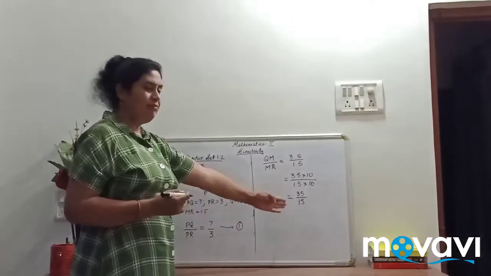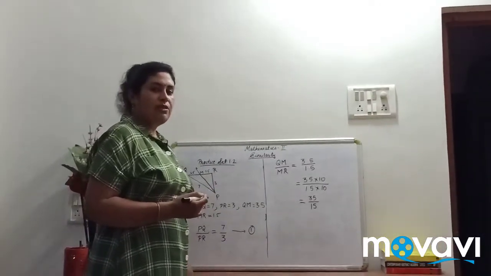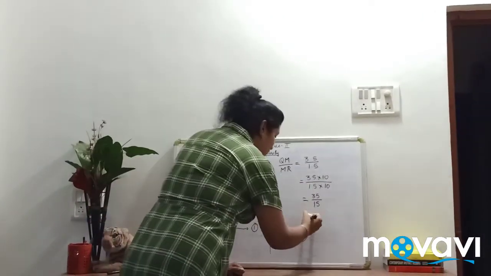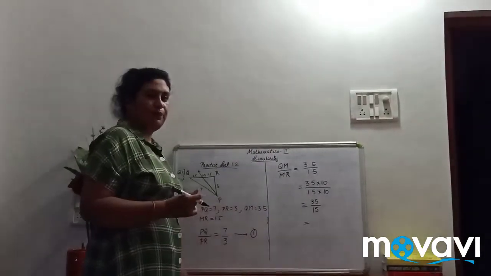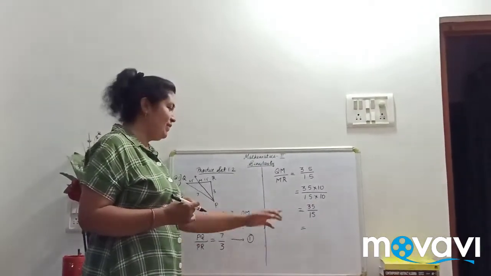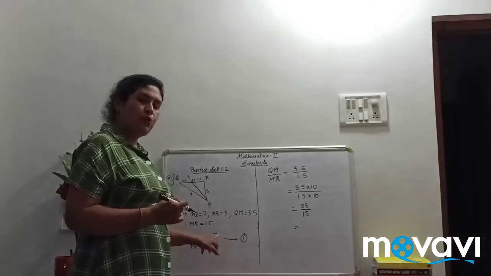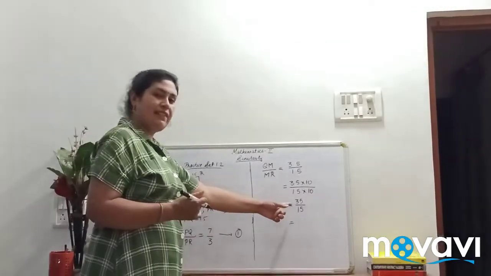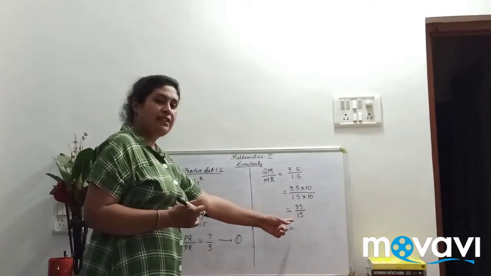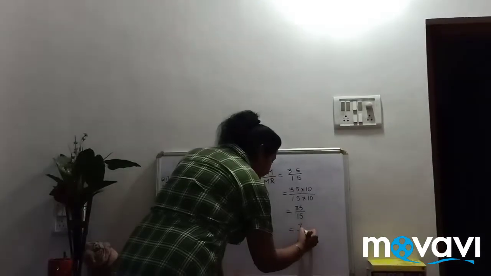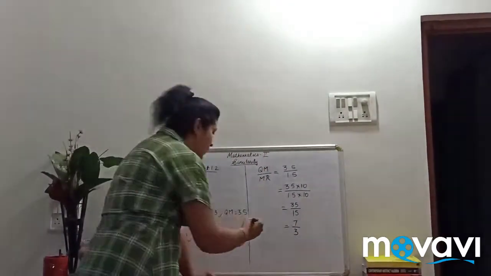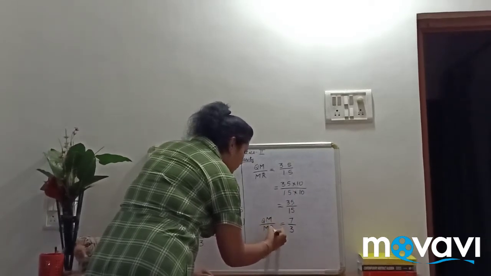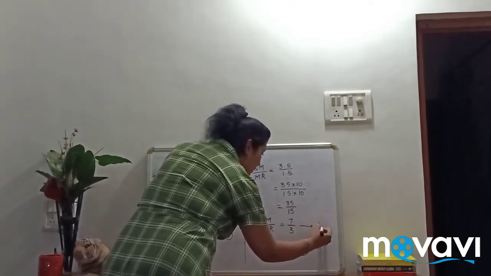35 upon 15. These two numbers come in which table? Yes, 5's table, because I just want to check whether it comes as 7 upon 3. 5 7's are 35 and 5 3's are 15. So I'll cancel it and bring it to 7 upon 3. So QM upon MR is equal to 7 upon 3. This is my second step.